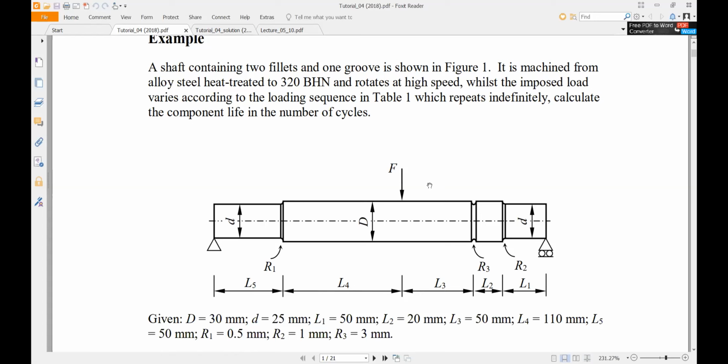So what are the loading patterns available here? What are the stress ratios available here? Something like that. I will read the question and I will explain.